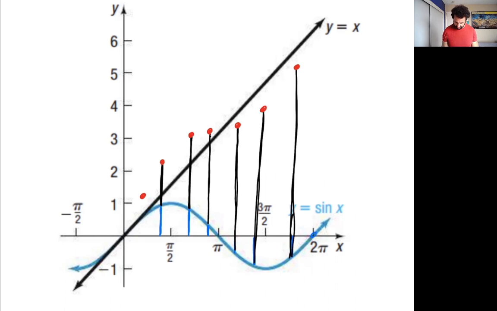So look at this spot right here, right at 2 pi. There's no vertical displacement for the blue curve, but there is for the black curve. So let me do the black curve here. It'll be right about here. There we go. So now I've got a new point right here. And now we can connect the dots.